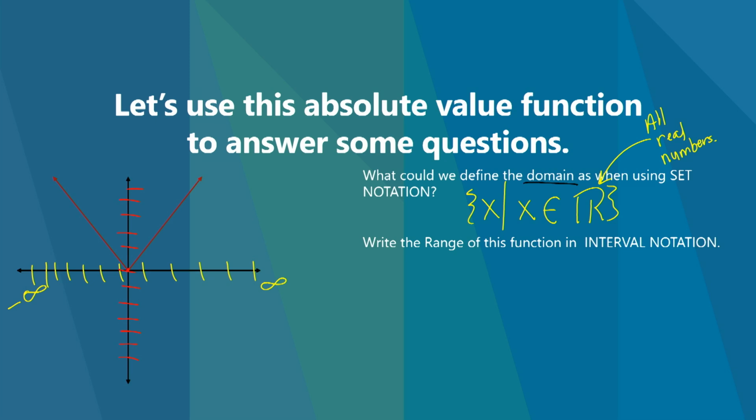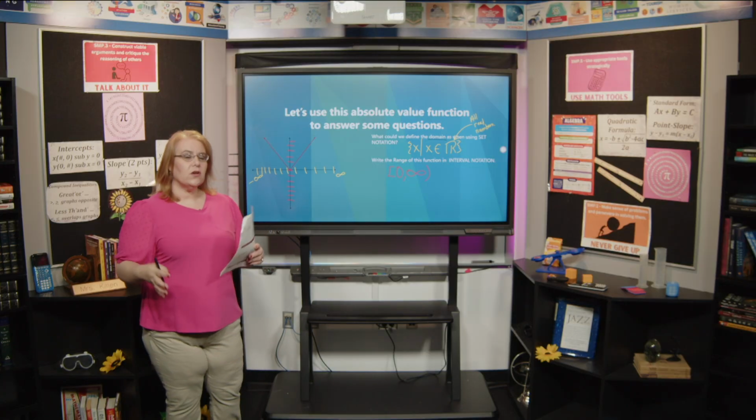So that means that all of my y values are bigger than 0. So I could say that my range starts at 0 and it goes to positive infinity. Now you're sitting there going, Ms. Killen, why the two different grouping symbols?